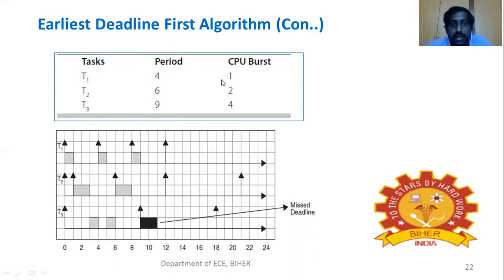The CPU burst for T1 is 1. The CPU burst for T2 is 2, so it requires 2 within this period. And then the third one is 4 and the time period is 9. So it processes beyond 9. So this is known as a missed deadline.